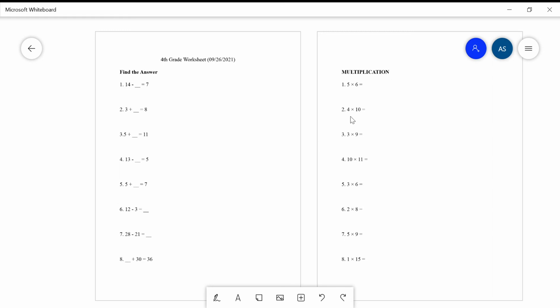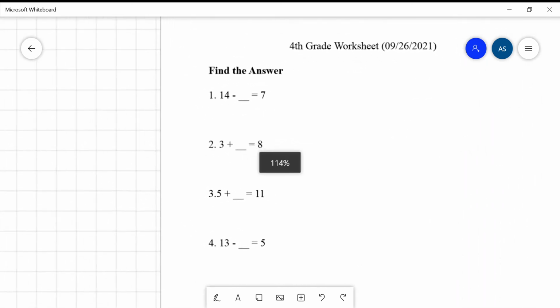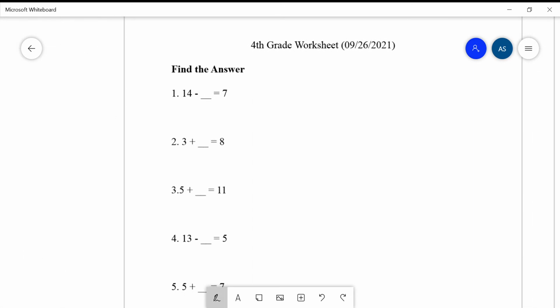Hey guys, so for today we're going to be working on the 4th grade worksheet for week 8. On our very first page, we're going to be trying to find the missing number, right? The missing number right over there.